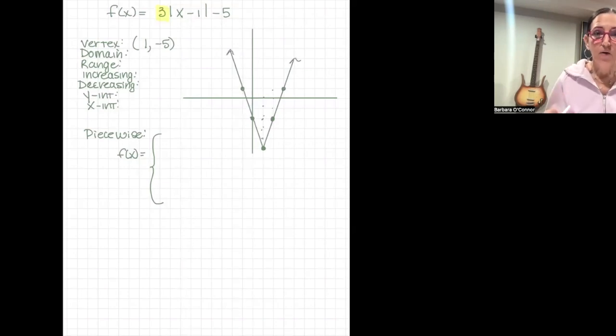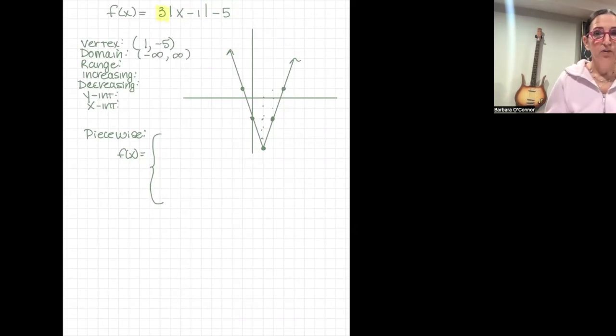Amazing. Now, let's talk about all the info. The domain. Domain is all possible x values that this function can take on. And since there are no restrictions on what I can take the absolute value of, x can be anything. So my domain is everything from -infinity to +infinity.